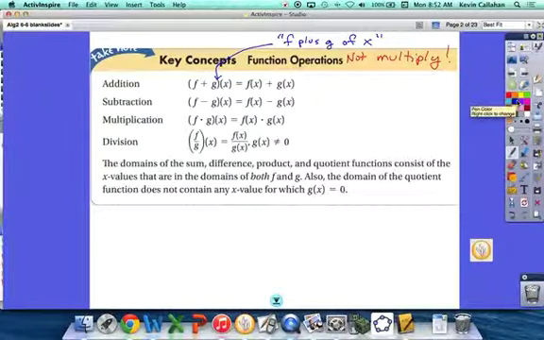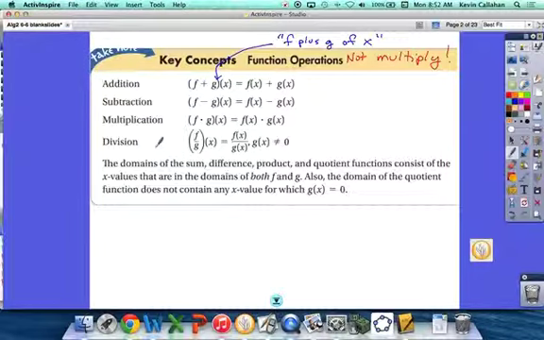Now, it doesn't matter which one of these operations you do. You usually don't leave it with f plus g in parentheses of x. The very first thing you're going to do anyways is rewrite it as f of x plus g of x, which is the function notation that we're used to. Right? Or f minus g of x is f of x minus g of x. Right? F times g of x, and that dot is being used as a multiply between the two functions, equals f of x times g of x. And the divide, f divided by g of x is f of x divided by g of x.